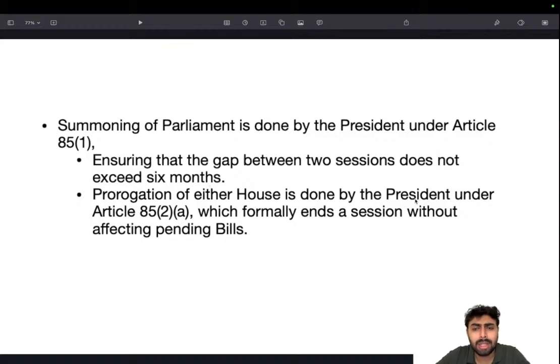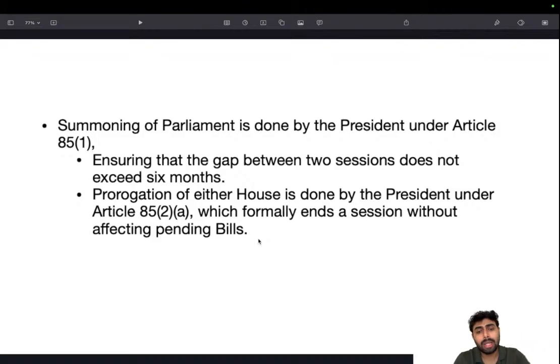Then prorogation is done by the President under Article 85(2), which ends the session without affecting pending bills. No issues when the House has been prorogued, as in, it is not dissolved or anything. The bills are there, and if the session just ended, for example, if the monsoon session ended, they can be taken up in the winter session. So it's fine, no issues. The only thing that is affected is notices for presenting bills, which lapse. So for prorogation, only notices of bills lapse.